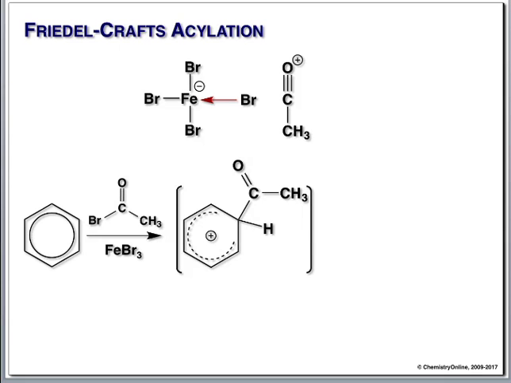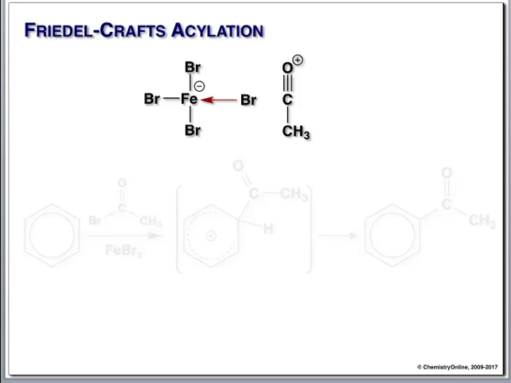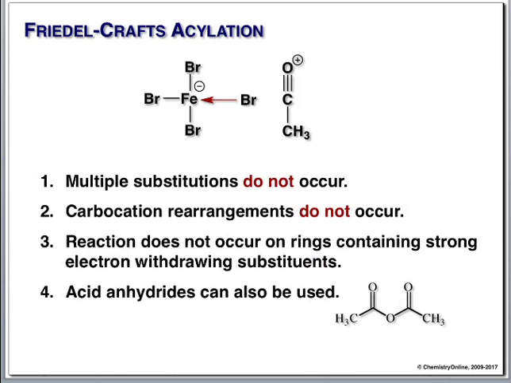Now, unlike the alkylation, acylation is a little nicer sort of reaction. We do not get multiple substitutions. We do not get carbocation rearrangements. Even if you have electron withdrawing groups, it works because this is a great electrophile. And instead of an acid chloride, you can also use an anhydride. Very simple, very versatile reaction. Any questions?